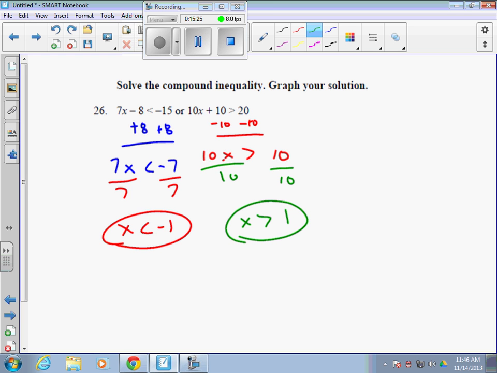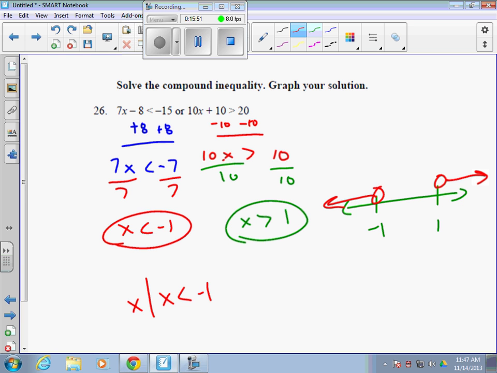So you have x is less than negative 1 and x is greater than 1. Look and see where they're going to be. If they overlap, it'll be an and. If they don't, it'll be an or. Less than negative 1, open bubble, everything that way. Greater than positive 1, open bubble, everything that way. So solve it and then graph it. So again, x such that x is less than negative 1, or x such that x is greater than 1.